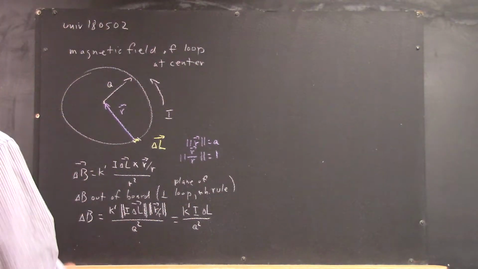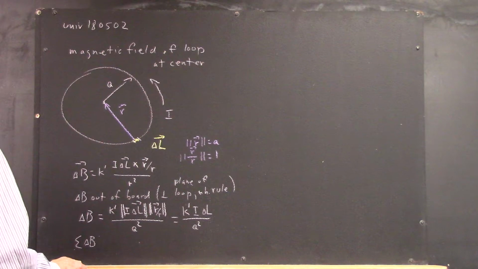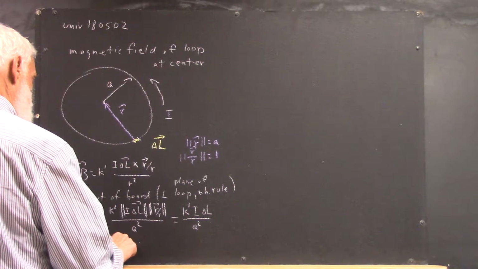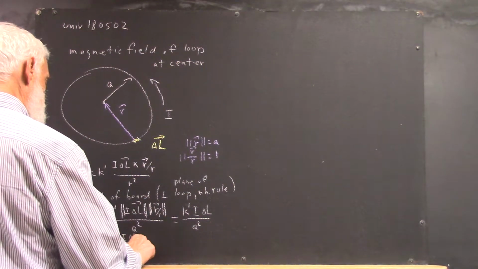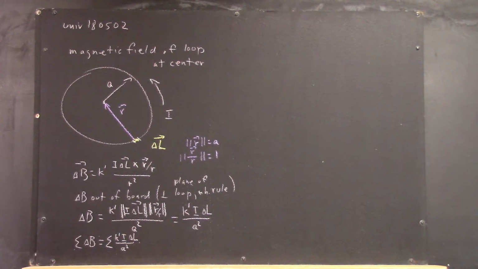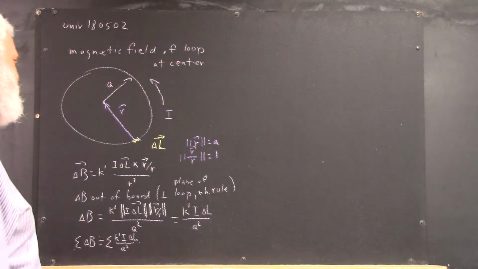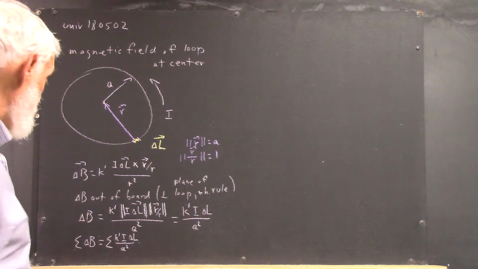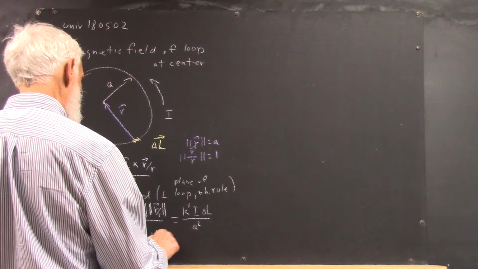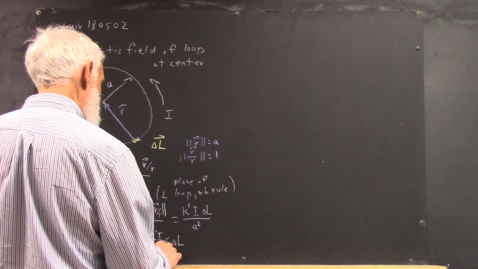So to get the total magnetic field, it's this, right? You just sum up these things, and you're going to take a limit as delta L goes to 0. But first of all, before I do that, I'm just going to factor out the K prime I over A squared times the sum of your delta L's, right?